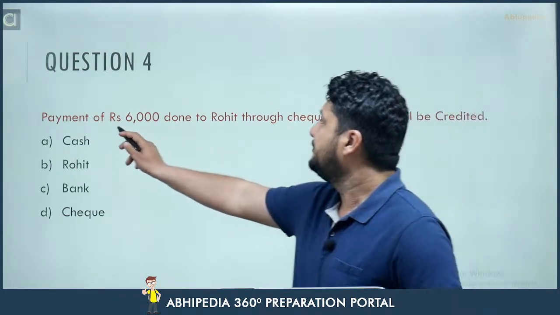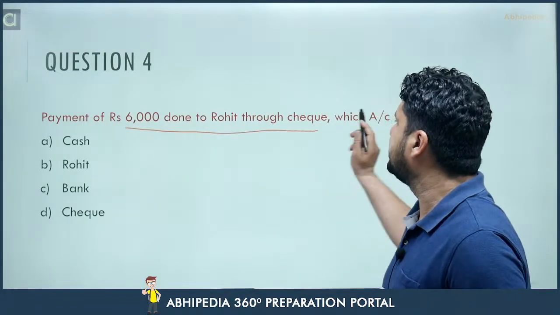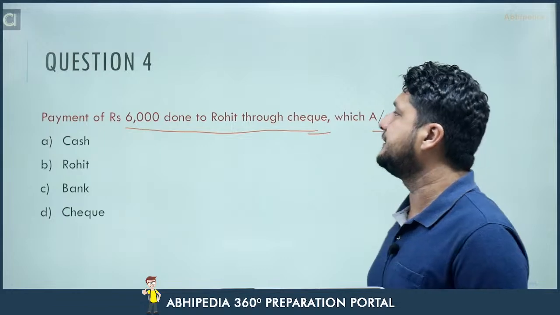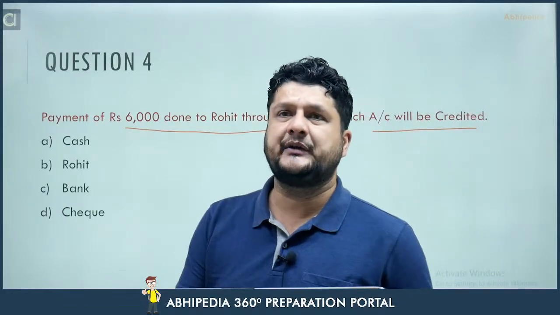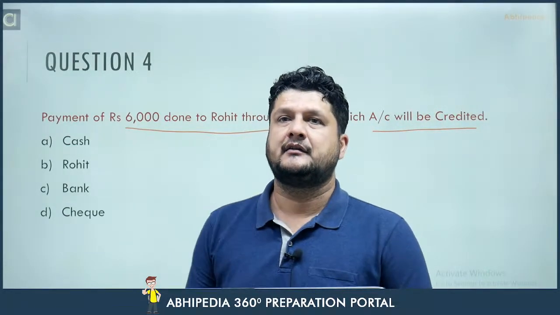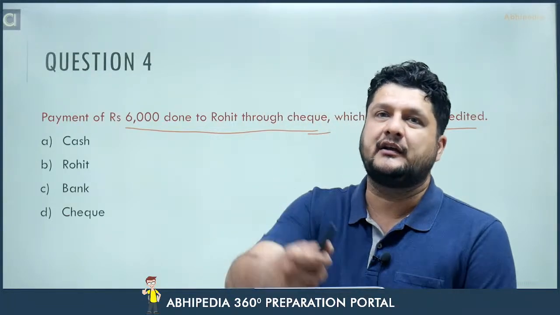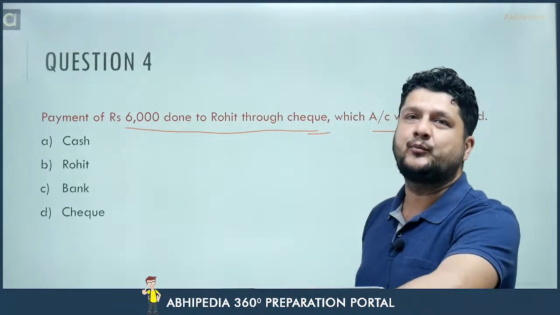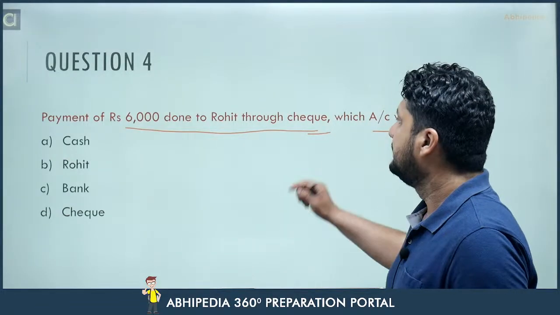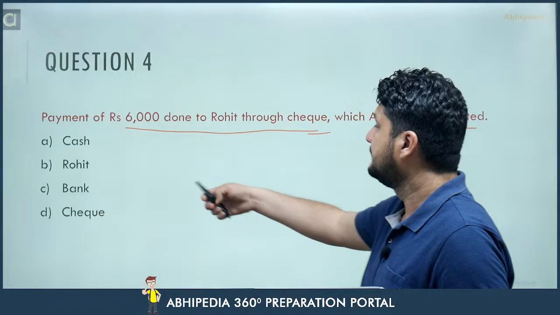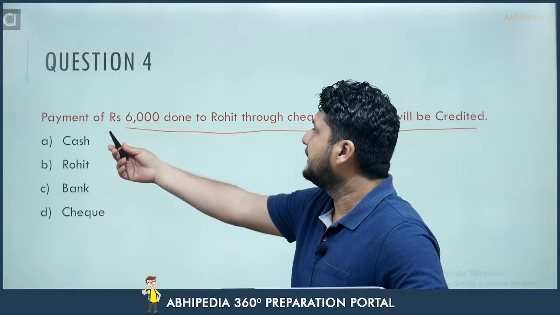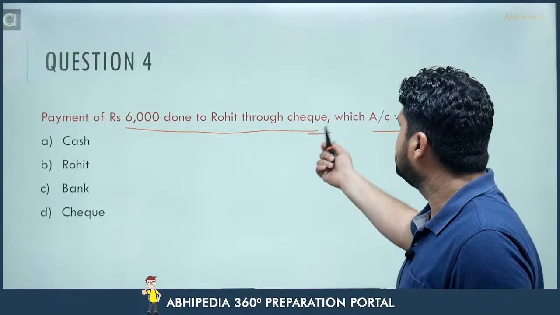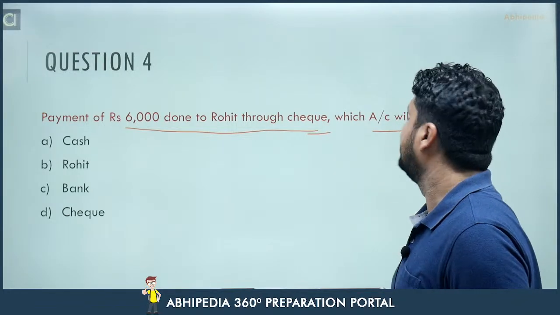Next is: payment of rupees 6,000 done to Rohit through check. Which account will be credited?